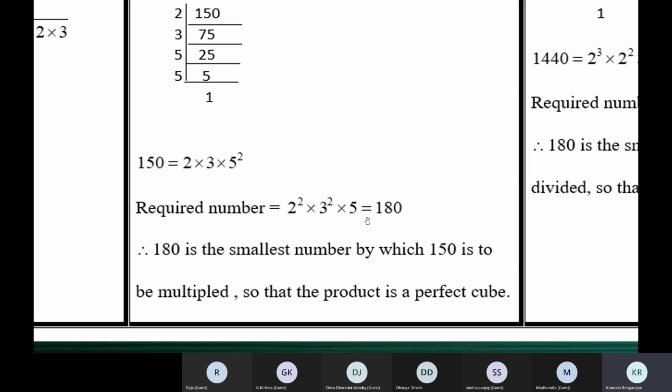So the required number is the product of all this. 4 into 9 into 5, which is 180. So 180 is the smallest number by which 150 is to be multiplied so that the product is a perfect cube. Now, when you multiply 150 and 180, we get 27,000, and 27,000 is a perfect cube. Its cube root is 30.